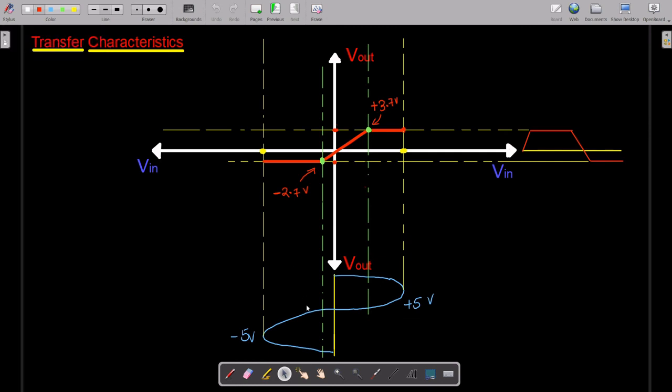See over here, when our input voltage is less than plus 3.7 volts, as you can see, our output voltage is following the input voltage. See over here, it is following as it is. But as soon as our input voltage is greater than plus 3.7 volts, that means this particular area of the waveform is getting clipped at the output side. See over here, it is getting clipped at the output side.